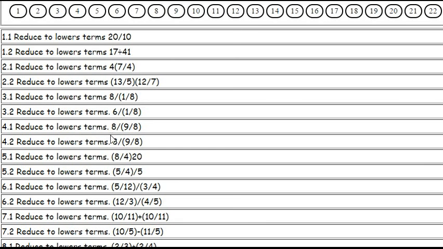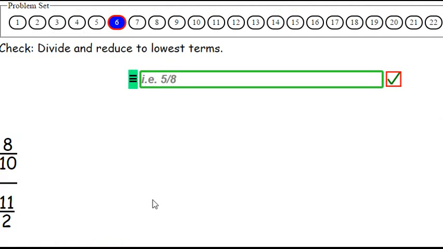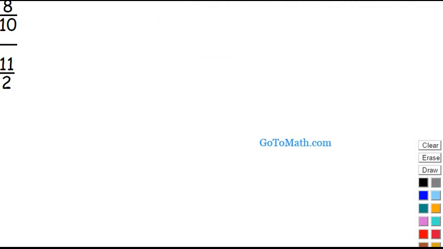And it looks like we are going to be looking at 6.2. Let's click on the marker board. So we got 8/10 over 11 twelfths, right? 8/10 over 11. Did I say twelfths? 11 over 2. I don't know what I said.